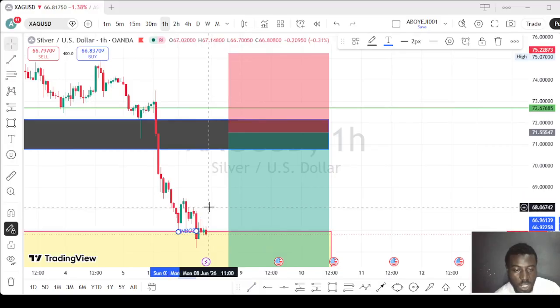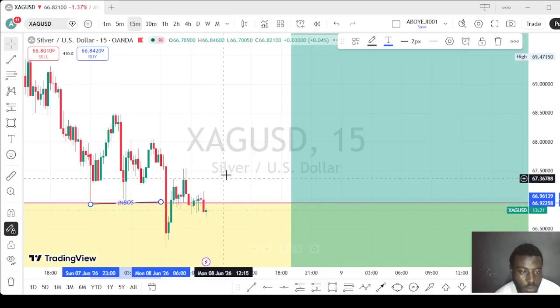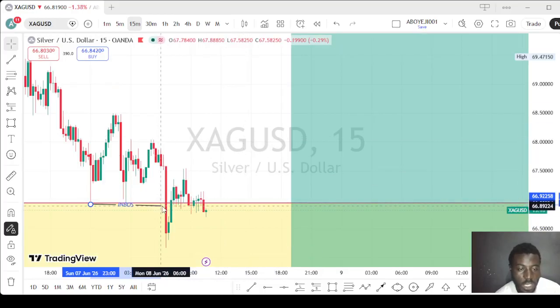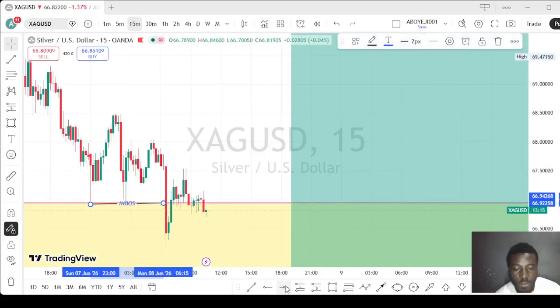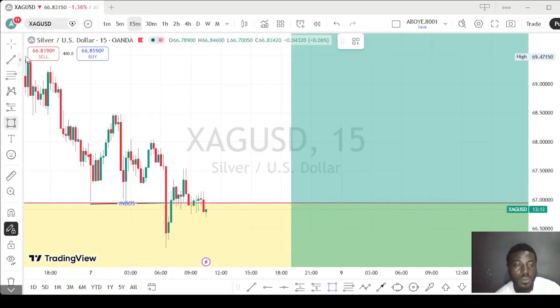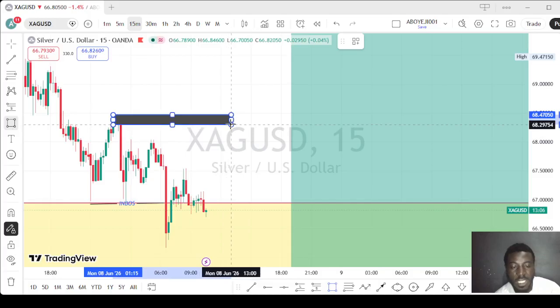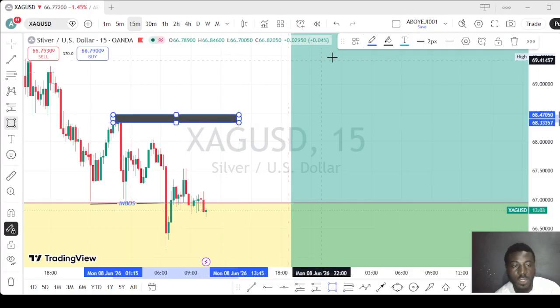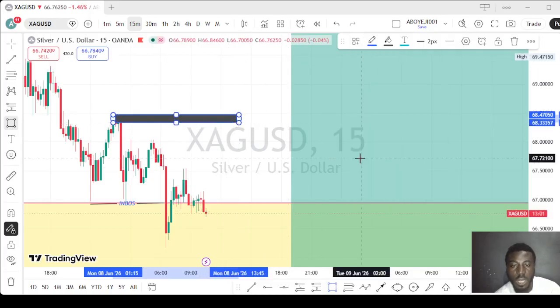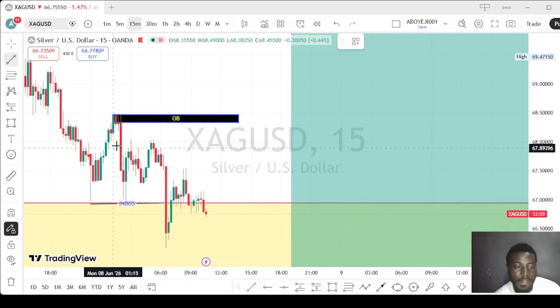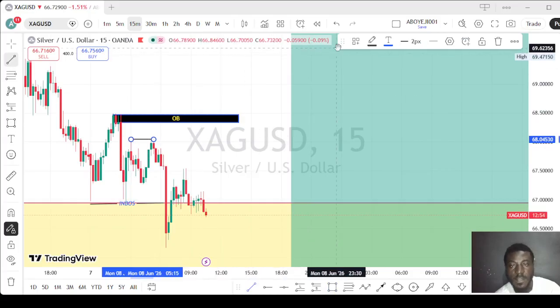So let's just be patient. Let's move to the 15-minute time frame. This is the 15-minute time frame, and this is liquidity. If you want to take this sell again, you can take this sell from here. But this is a liquidity, seriously, it's a liquidity for me. This is an order block, and this is a liquidity here. You can say a double top liquidity here.